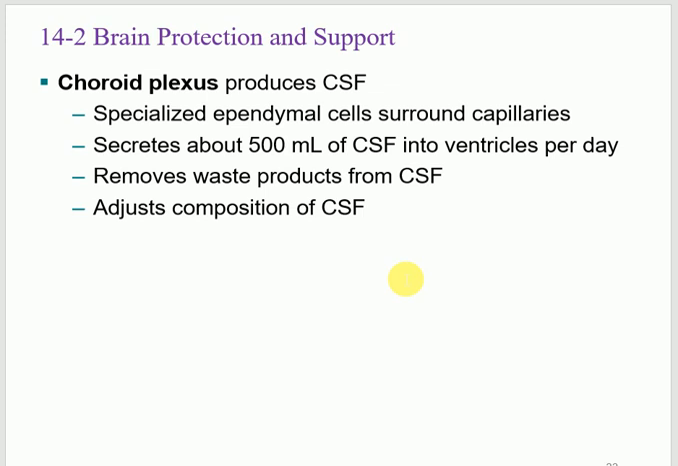Ependymal cells, remember when I told you CSF? Here it is, ependymal cells. Surrounding the capillaries, we call it choroid plexus. This is where we make the CSF. About half a liter per day in all these ventricles. 500 milliliters per day. So choroid plexus is going to make the CSF, make it and remove it and adjust its composition.